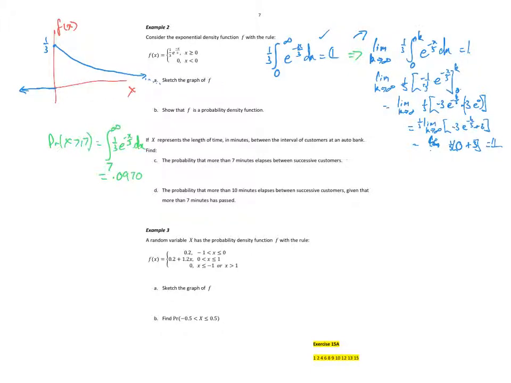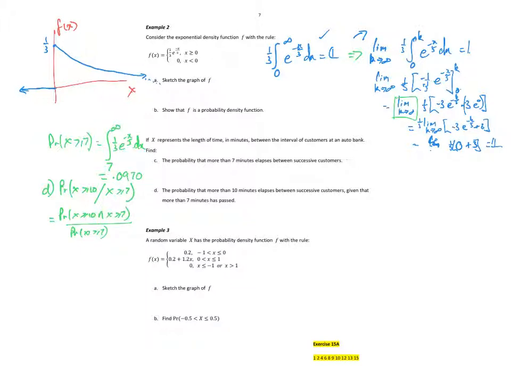Again, if we had to do it by hand, we probably should use the limit notation, but we've got our calculator available. So D, the probability that more than 10 minutes elapses between successive customers given that more than 7 minutes has passed. So what does that mean? It's the probability that X is greater than or equal to 10 given 7 has passed already. So using our formula, it's X has got to be greater than or equal to 10 and X is greater than or equal to 7 over the probability that X is greater than or equal to 7.